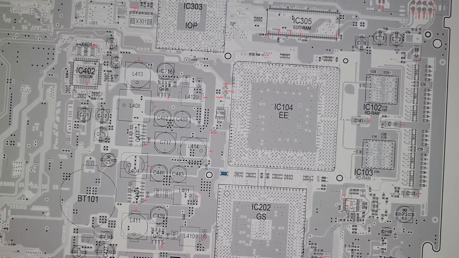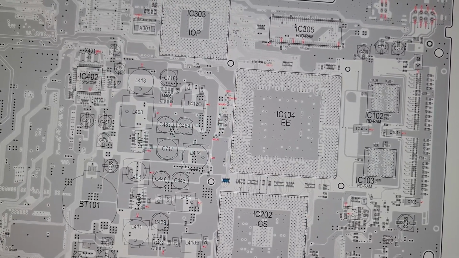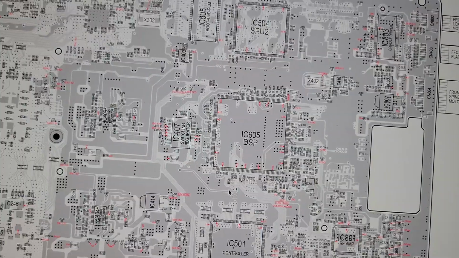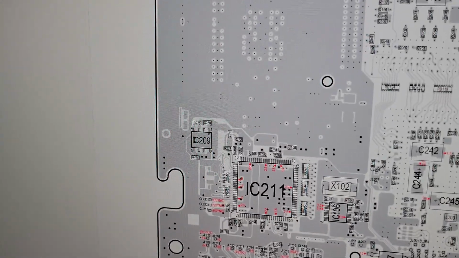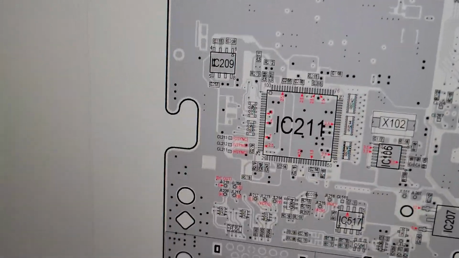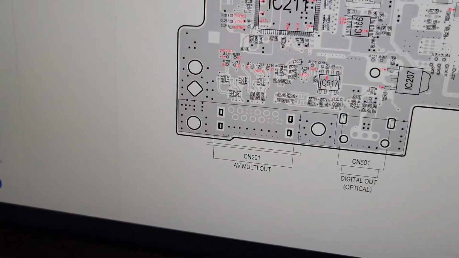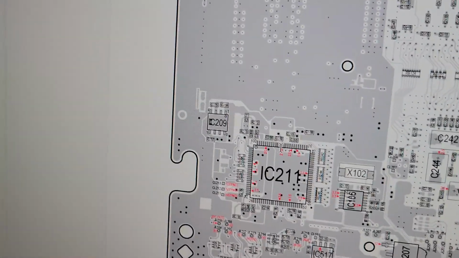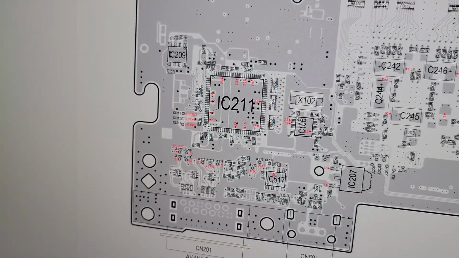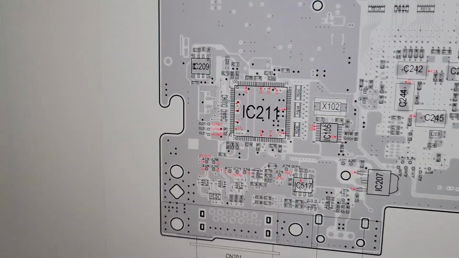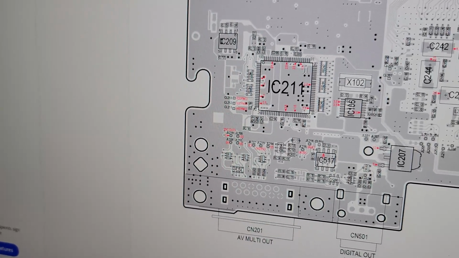sit there and go, okay, well, because what I did is on side B, that's your video IC. And it goes out to your multi-out. So I'm thinking to myself, I got 1, 2, 3, 4, 5. So I replaced all 5 of these, thinking that was my problem.